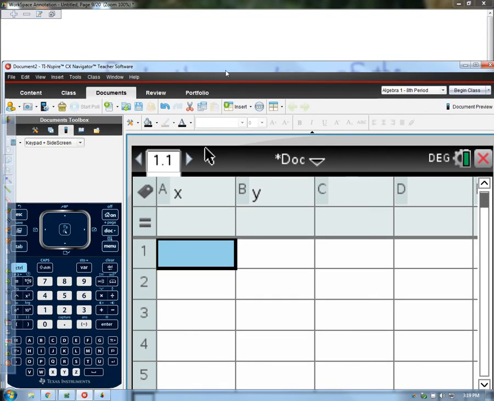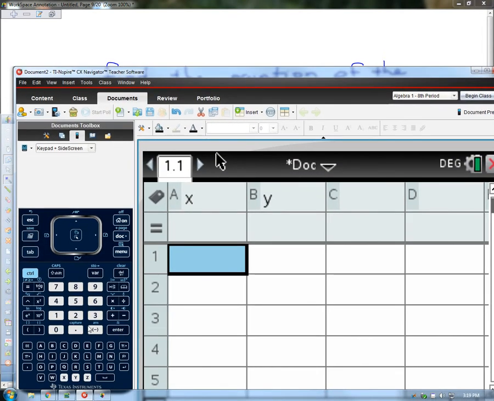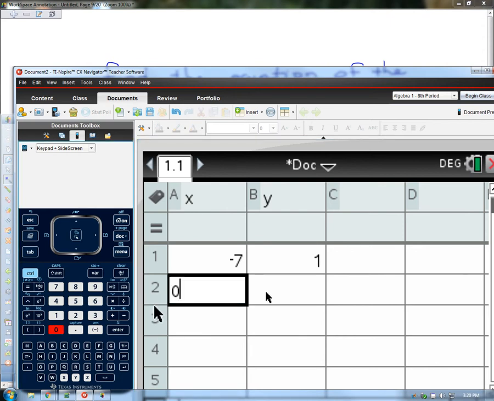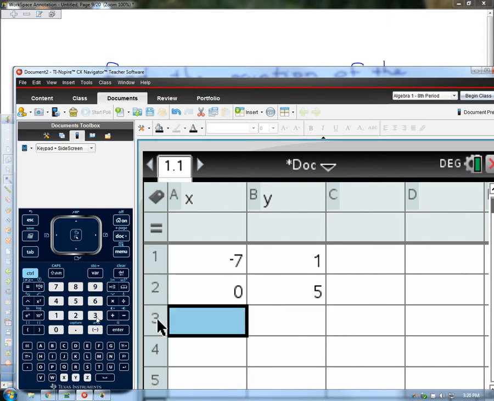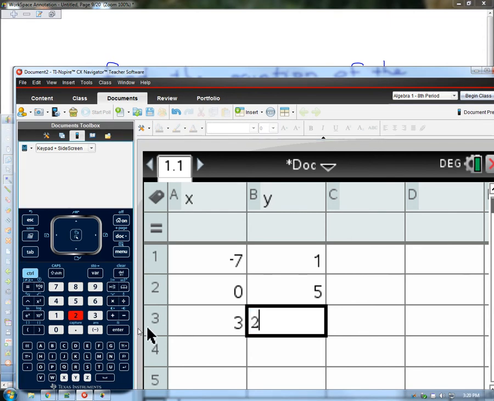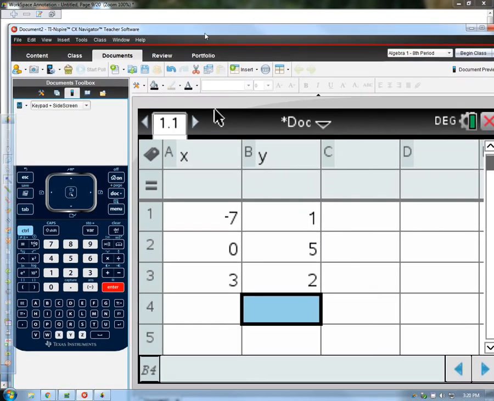(-7, 1), (0, 5), and (3, 2). Okay. Double checking. Okay, great.